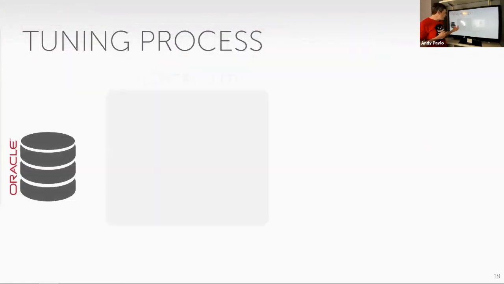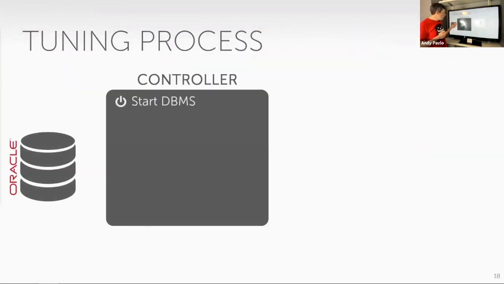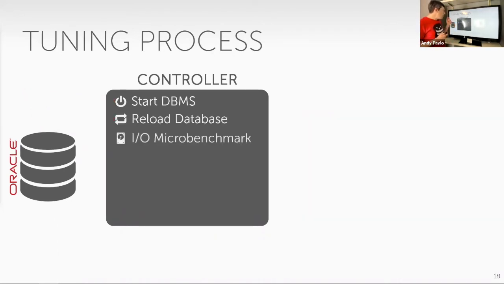So the way this would work is we would run our controller. We would start the database system, immediately check the log to see whether something bad had happened. I'll explain what that looks like in a second. Then we would reload the database from a snapshot, but then we would run these I/O benchmarks, essentially running FIO, to measure the performance of the disk the database was accessing.